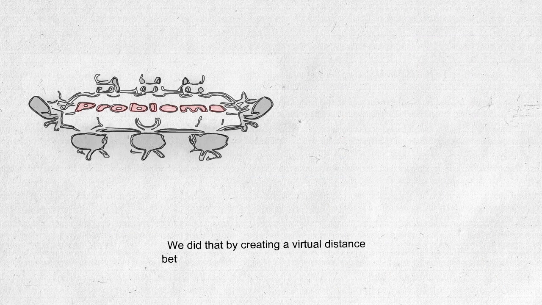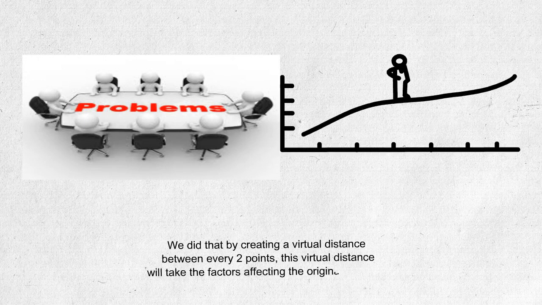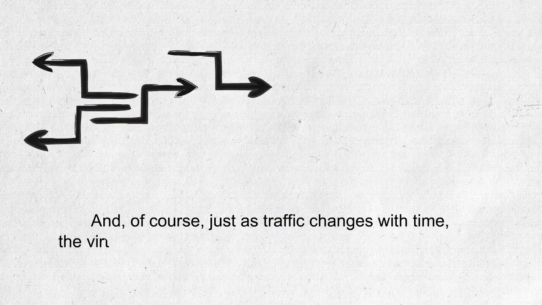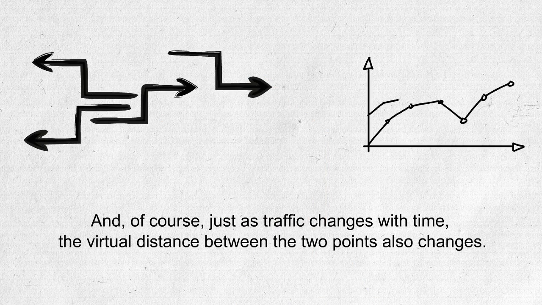We did that by creating a virtual distance between every 2 points. This virtual distance will take the factors affecting the original distance into consideration. And of course, just as traffic changes with time, the virtual distance between the 2 points also changes.